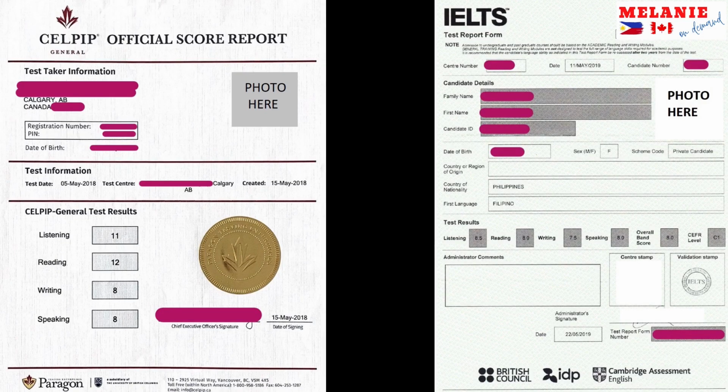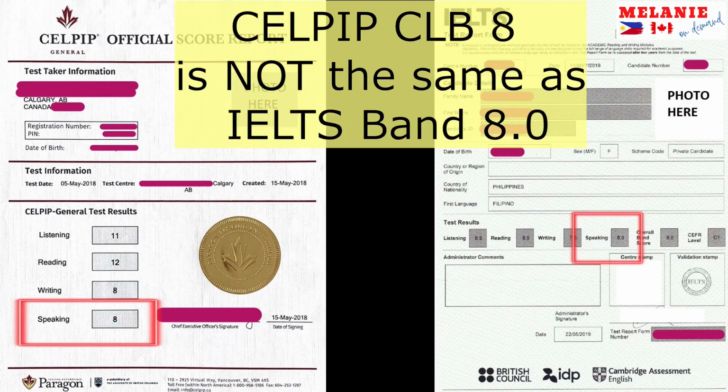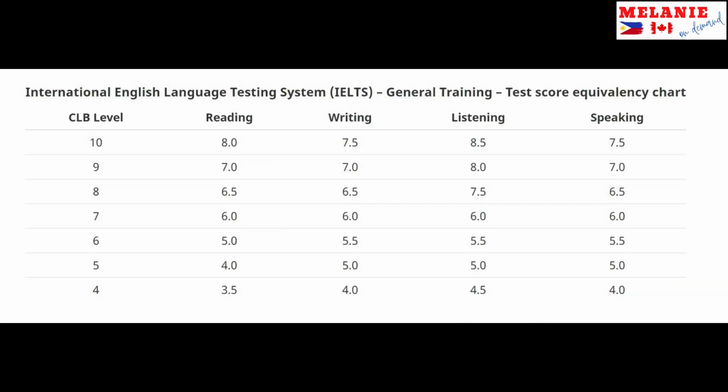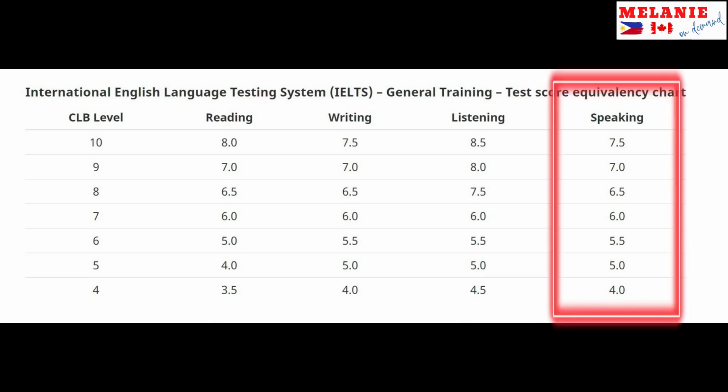So going back to our reports here, the main idea is the grade of CLB 8 in CELPIP is not the same as the band score 8.0 in IELTS. You have to use the language equivalency chart to do the conversion for your IELTS score to convert it to CLB level. Let's try to use this chart. In this case, if IELTS speaking band score is 8.0, what will be the CLB level for that? So here's the speaking part.